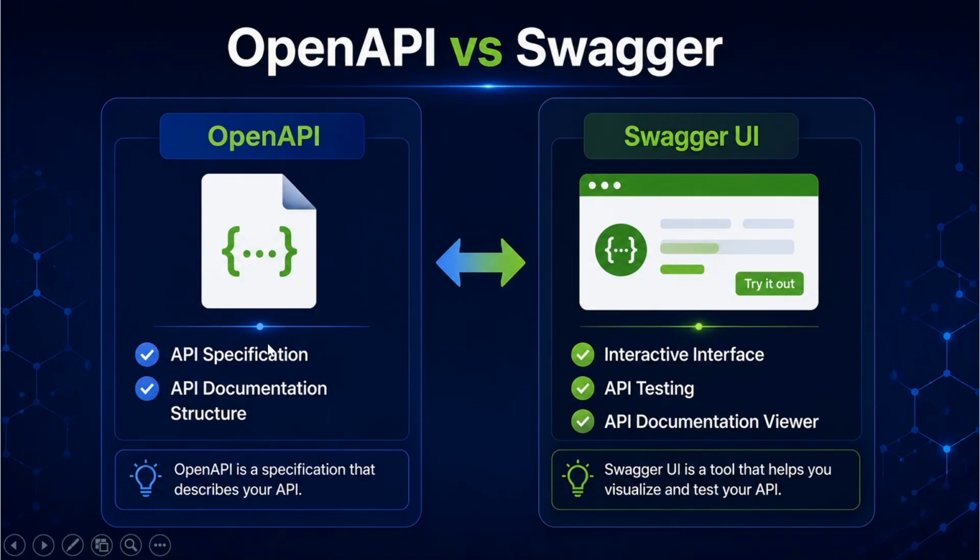So by default, .NET Core is created with OpenAPI support. OpenAPI only provides you the API documentation. It doesn't provide you the UI representation of the API, which is provided by Swagger. And with this Swagger UI, we can test our API endpoints.